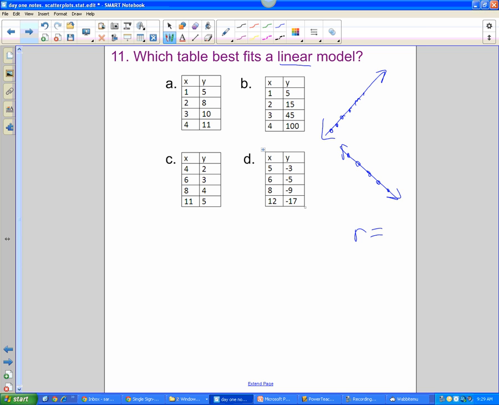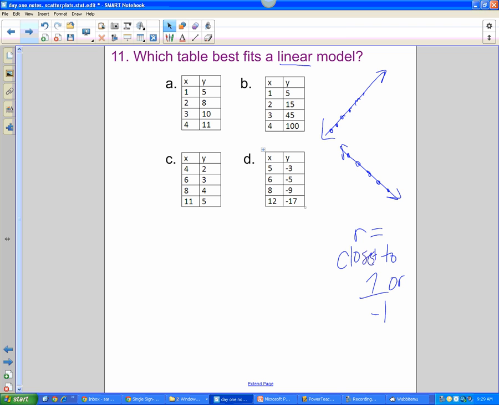1. Good. So write this down. The R would be close to 1 if they're all going to be on a linear model. So we're looking for the R value that is closest to 1. It could also be -1. It doesn't matter. Both of those are really strong. The positive just means the line would be going up. The negative would mean the line's going down.